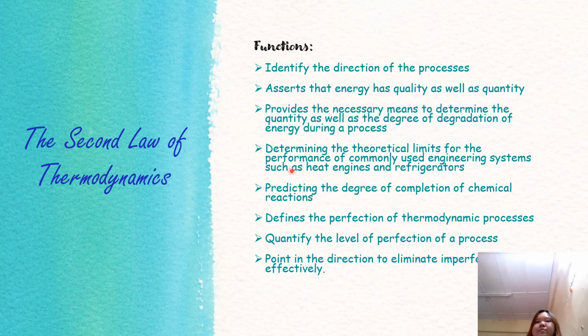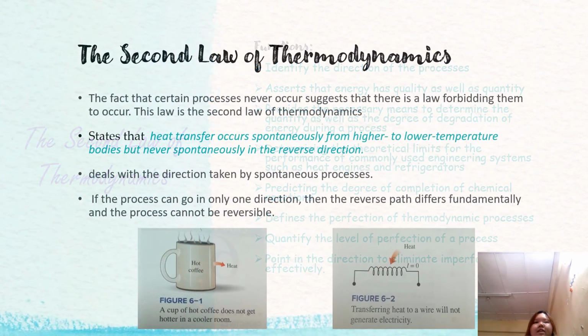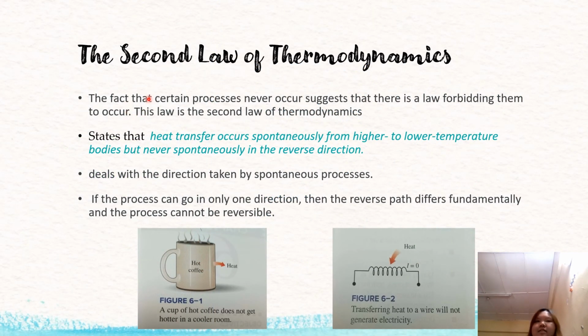This law is used to predict the degree of completion of chemical reactions and also define the perfection of thermodynamic processes. This law can be used to quantify the level of perfection of a process and point in the direction to eliminate imperfection effectively. The fact that certain processes never occur suggests that there is a law forbidding them to occur. This law is the second law of thermodynamics.